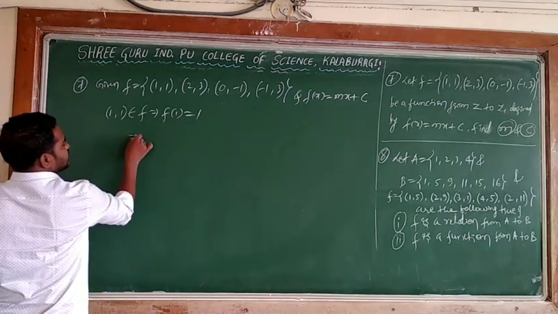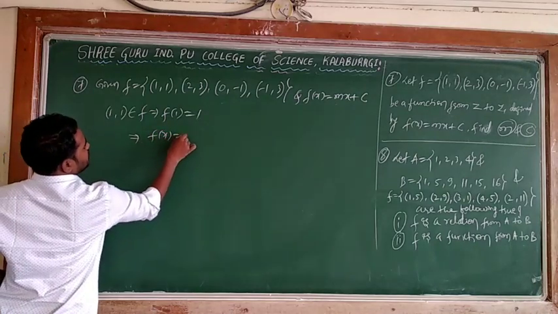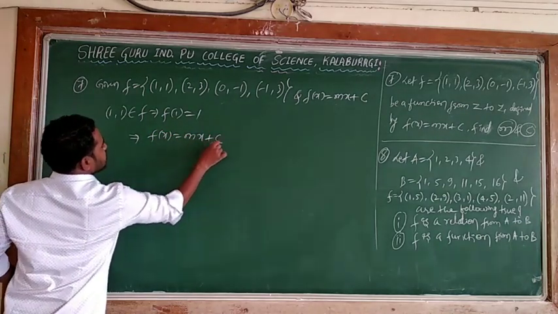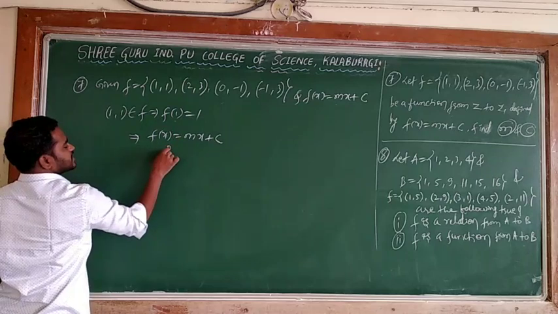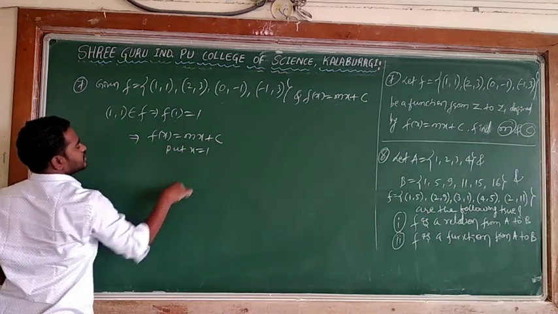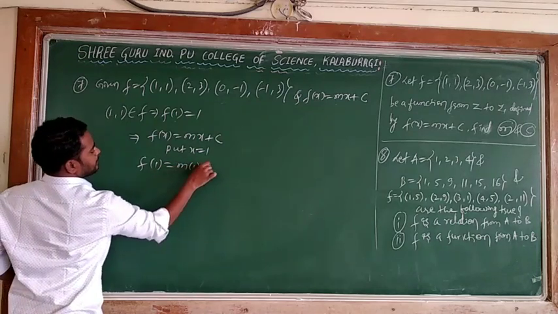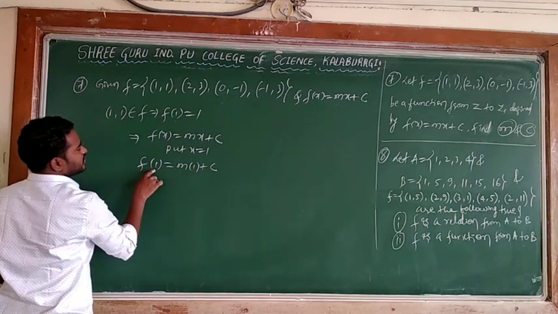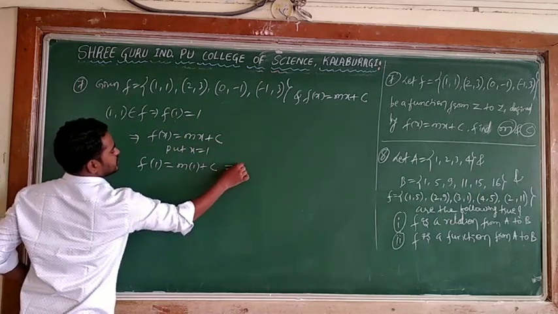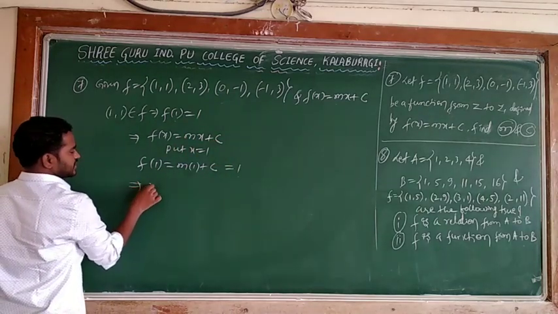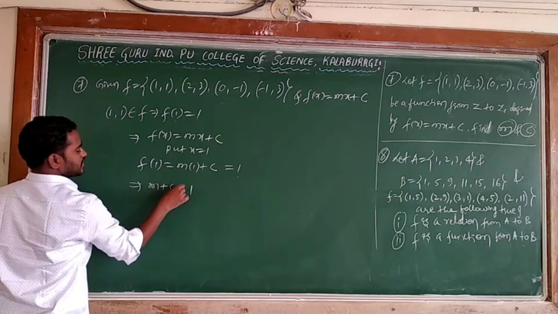This implies that f of x is equal to mx plus c. I will put x is equal to 1, so f of 1 is m into 1 plus c. What happened? The value of f of 1 is equal to 1. So it implies that m plus c is equal to 1.